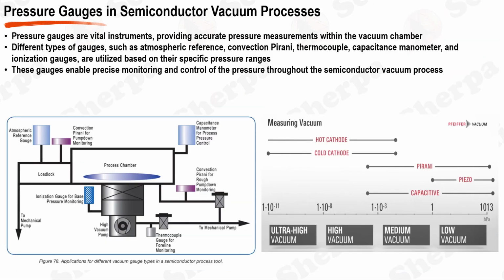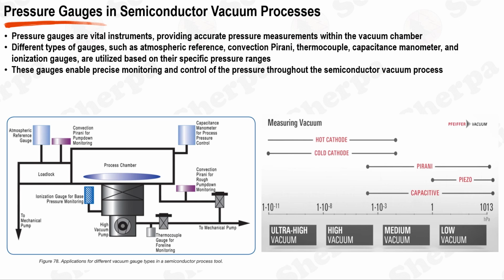Pressure gauges are essential instruments in semiconductor vacuum processes, providing accurate measurements of the pressure within the vacuum chamber. Different types of pressure gauges are utilized based on their working pressure range and specific applications. An atmospheric reference gauge is commonly used in load-locked chambers to establish a reference pressure for transferring wafers. It ensures consistent atmospheric conditions during the wafer loading and unloading process.